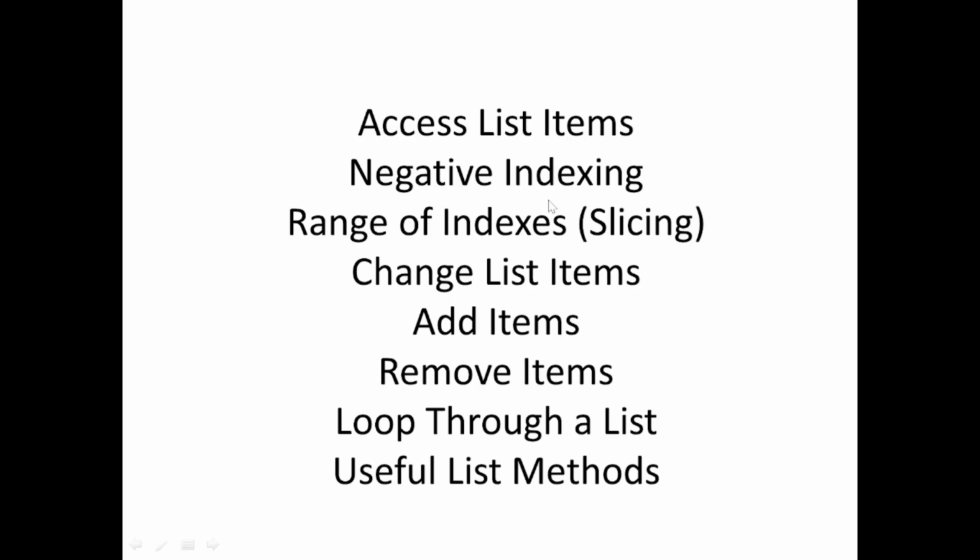Okay, let's perform some methods on our list in VS Code: access item, negative indexing, range of indexes, which we also call slicing, change list item, add item, remove item, loop through a list, and useful list methods. Let's play with these methods in VS Code.